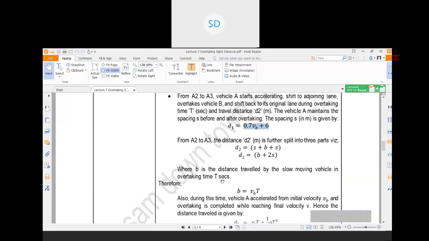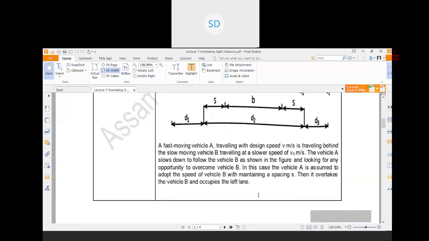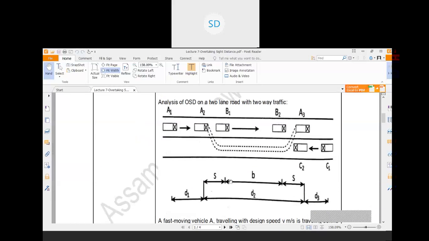Now if the overtaking time is T seconds, you can say that b is VB into T. How can you write that? See, this is the distance b, and within that distance the vehicle B has moved from position B1 to B2, but vehicle A has moved from A2 to A3. But the time is the same, that is the capital T seconds, the total overtaking operation.